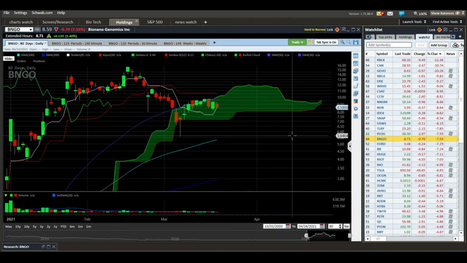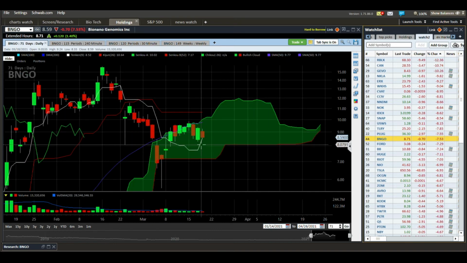BNGO. This is turning bearish. We dropped below the cloud and came right back. Now we're testing the top. See how the price just kind of hugged the curve of this here, and now we're heading down. I have a feeling ultimately this is going to fail. This is going to be resistance once we drop down, get under the cloud here.